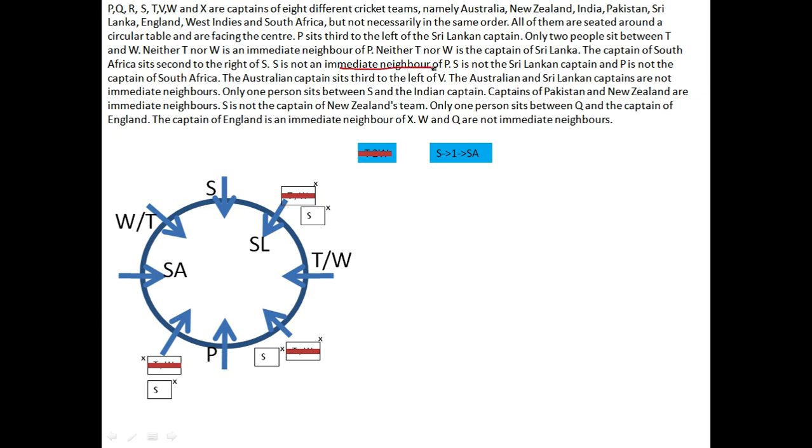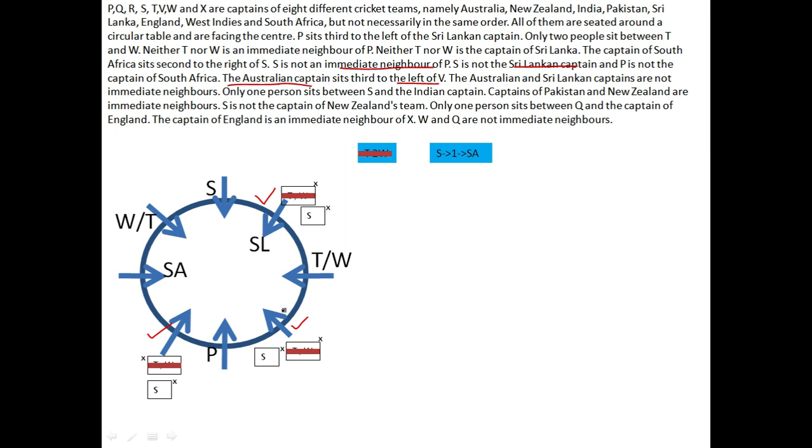Now S is not an immediate neighbor of P. We have taken this into account. We have taken the Australia captainship. Now this is the next line which we need to take into account. What is written is that the Australian captain should sit third to the left of V. Now what is the available position for V? This is one of the available positions for V, this is another, and this is the next. There are only three positions available for V, because all other positions are occupied.